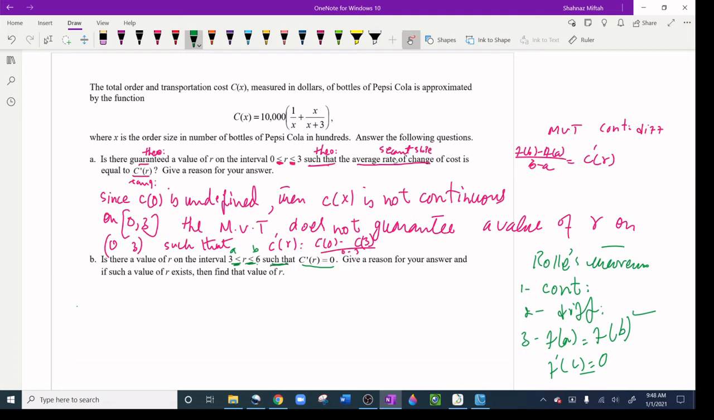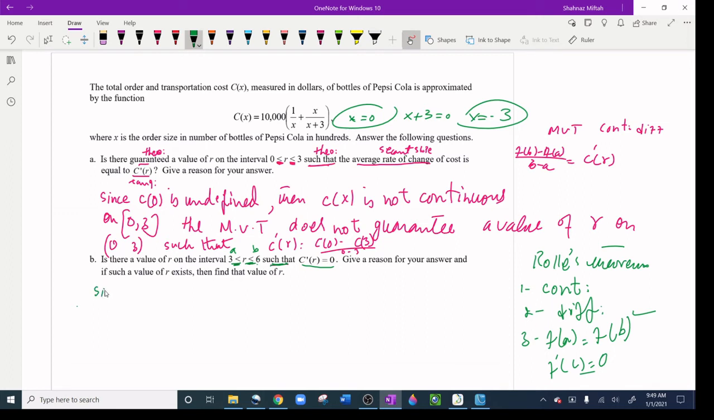The third way is to make the denominator equal 0, that's x equals 0. Then I have a vertical asymptote at 0. Then I can make x plus 3 equal 0, which gives x equal negative 3, and again at negative 3 I have a vertical asymptote. So x equals negative 3 and x equals 0 are vertical asymptotes. Now, 0 and negative 3 are not between 3 and 6, and not 3 or 6 either. So it means it's continuous on 3 to 6.